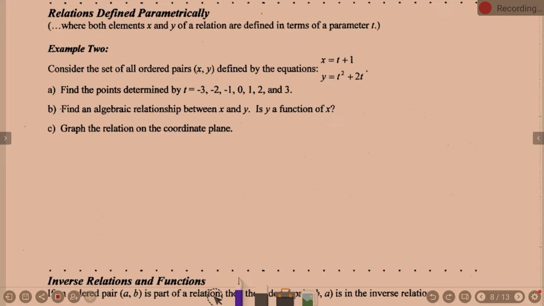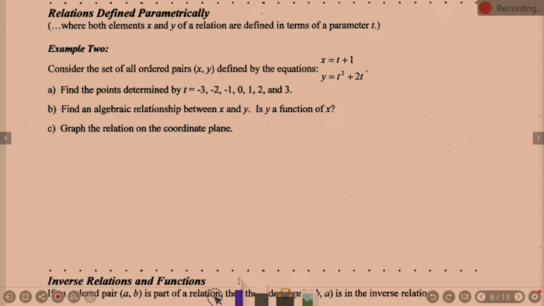But relations defined parametrically, where both elements x and y of a relation are defined in terms of a parameter t. So basically you've got one equation that could be expressed as x and y, but instead it is expressed as two equations. For example, right here, this is an example of a relation defined parametrically. There's x that is defined in terms of t. So x is equivalent to t plus 1. There's y that is equivalent to t squared plus 2t. Now, it's an xy equation defined in a third parameter, that parameter being t. We can also put it together, though. And we will talk about that, part B here.